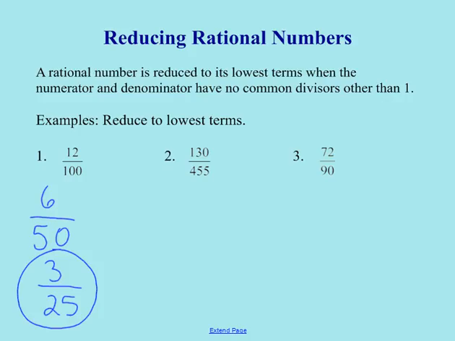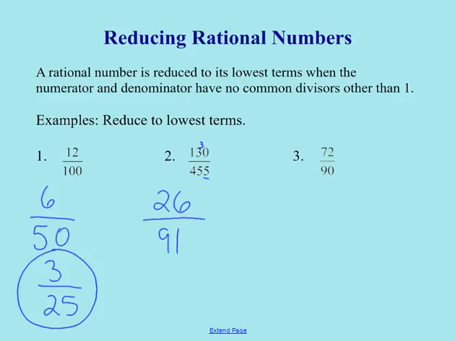Number 2, 130 over 455. Well, you need to come up with some common divisors. The first one that pops into my mind is 5. I know that each of these numbers is divisible by 5. So 5 goes into 130. Let's think about this. 5 goes into 13 twice with 3 left over. 5 goes into 30 6 times. 5 doesn't go into 4. 5 goes into 45 9 times with none left over. And 5 goes into 5 once. 26 over 91. Now we need to decide whether there are any common divisors in order to reduce this fraction further.